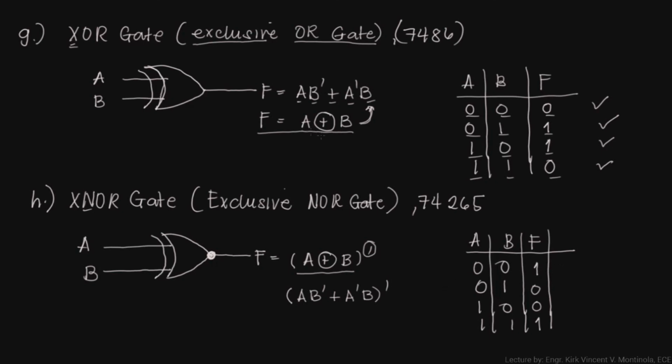Okay, so those are the additional logic gates other than our basics. They are just derivatives of the basic or fundamental logic gates. That's all. See you on the next video.